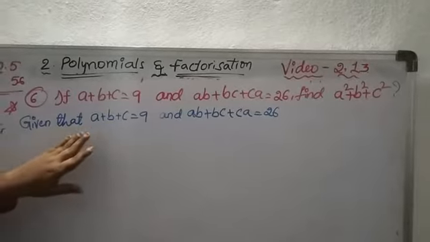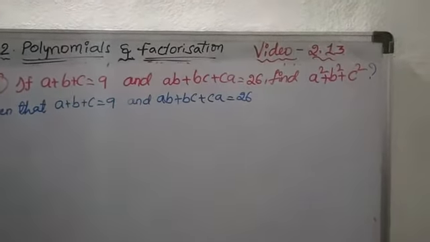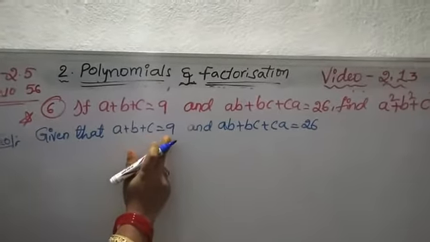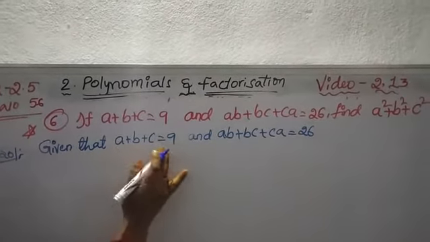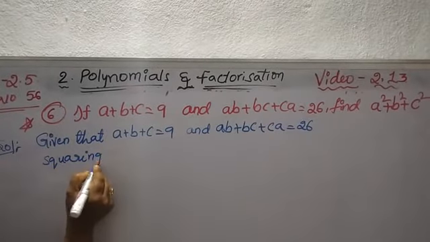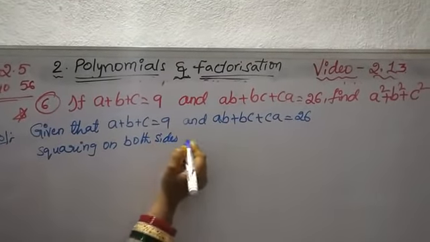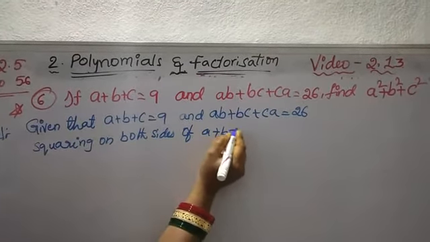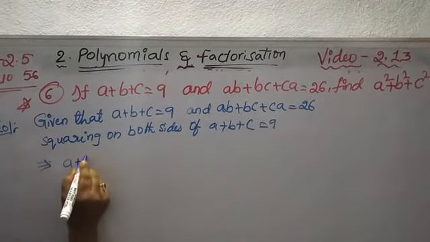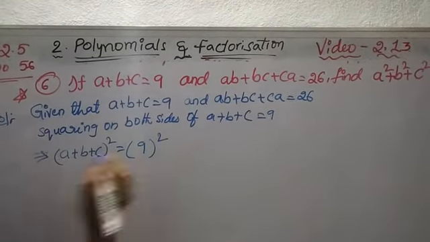So given that a plus b plus c is equal to 9 and ab plus bc plus ca is equal to 26. Now I am taking the first one, a plus b plus c is equal to 9, and squaring on both sides. Squaring on both sides of a plus b plus c is equal to 9, that implies squaring a plus b plus c is equal to 9. Both sides we have to square.